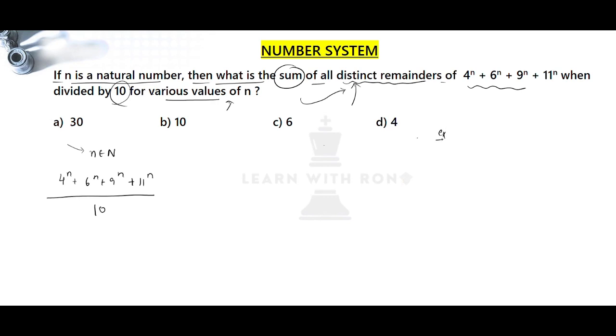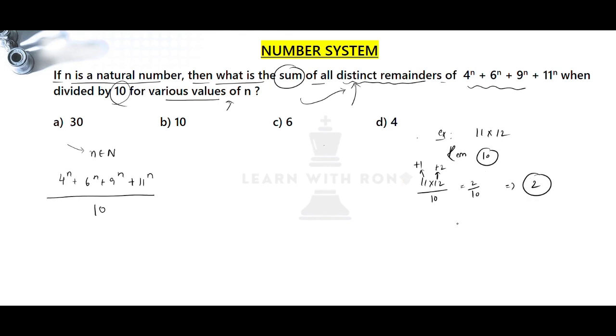Let's say, for example, there is a value 11 times 12. I want the remainder of this number when divided by 10. How to find 11 times 12 divided by 10? When 11 is divided by 10, you will get remainder 1. 12 gives remainder 2. So 1 times 2 is 2, and 2 by 10 gives remainder 2.